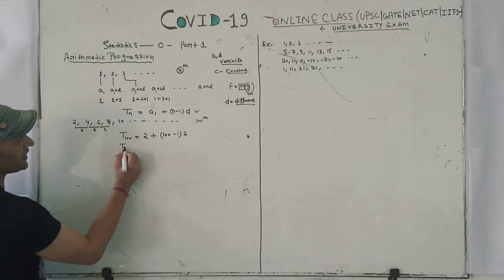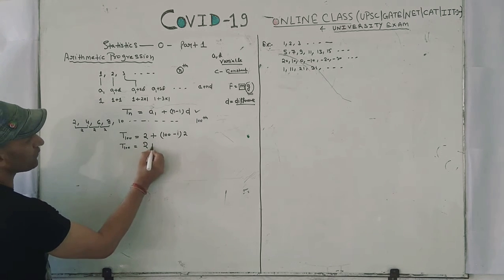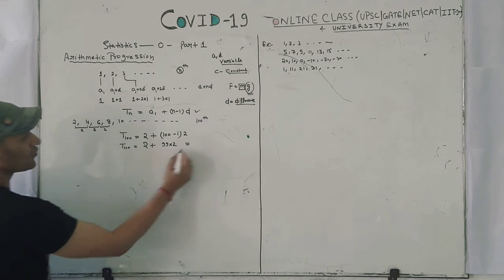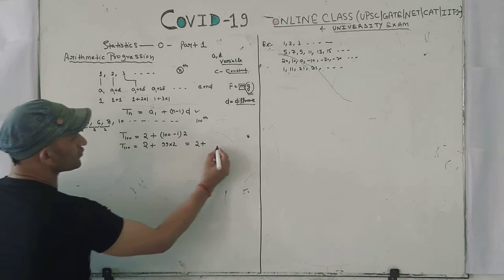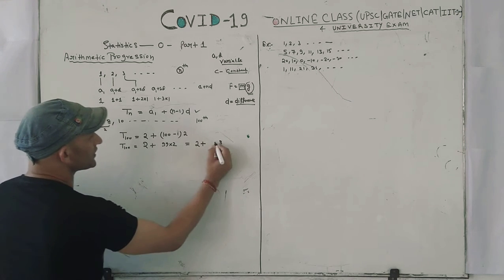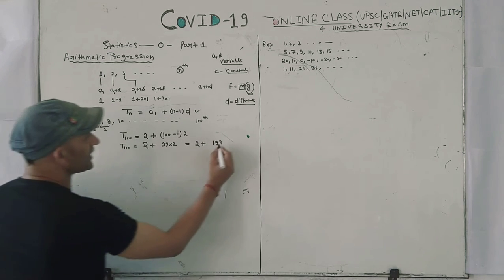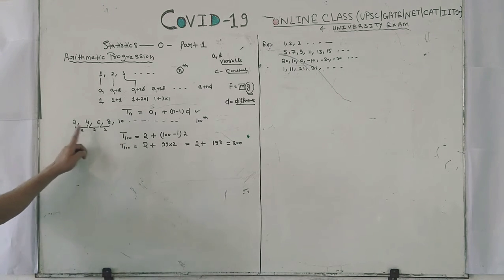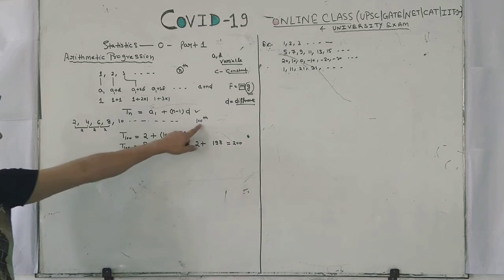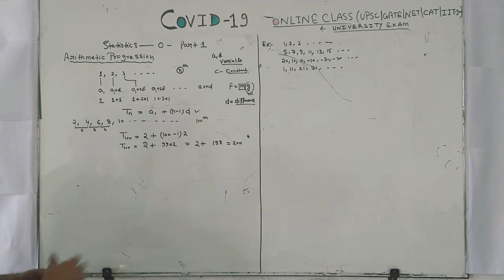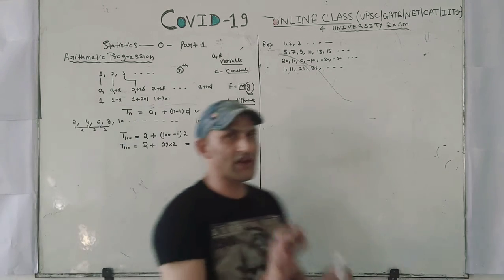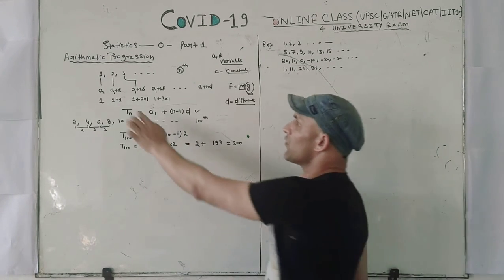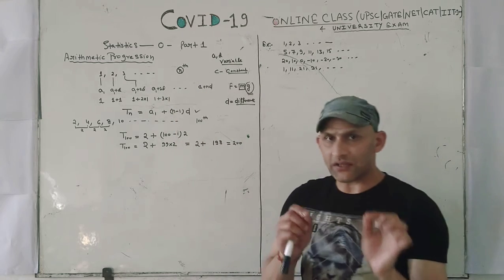Then we will find T100 is equal to 2 plus (100 minus 1, which is 99) into 2. Then after that, 2 plus 99 into 2: 9 twos are 18, 99 twos are 198. 198 plus 2 is equal to 200. Now you can check: 100 into 2 is equal to 200. That is correct. So by the help of this formula, we can find what value exists at the nth place.